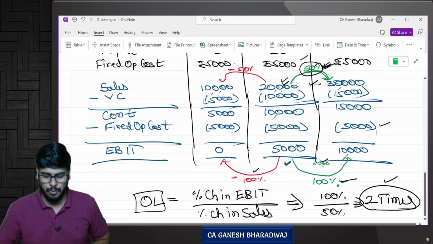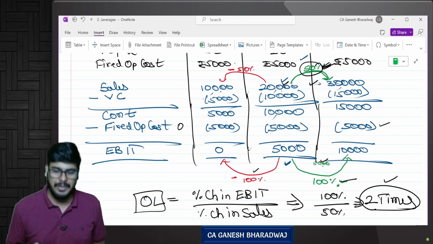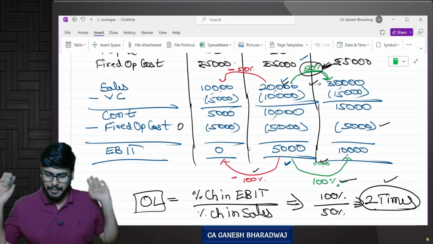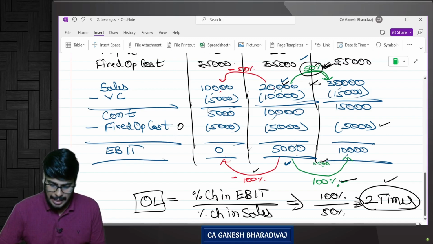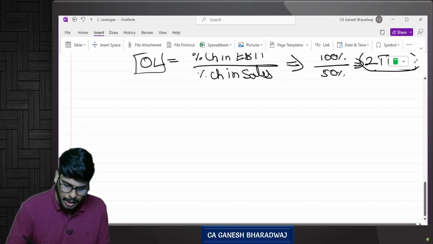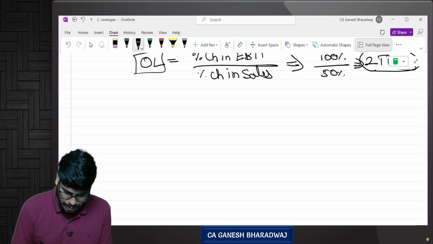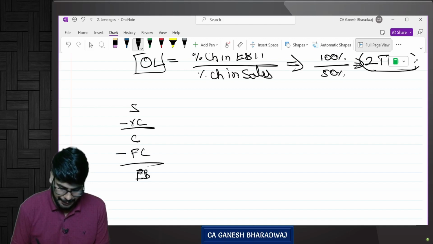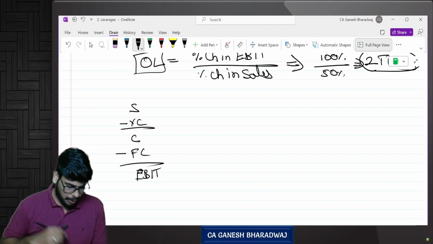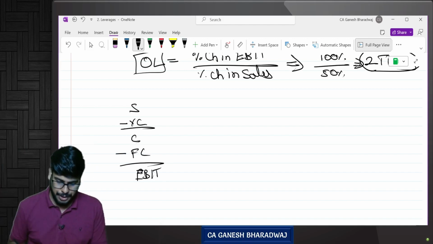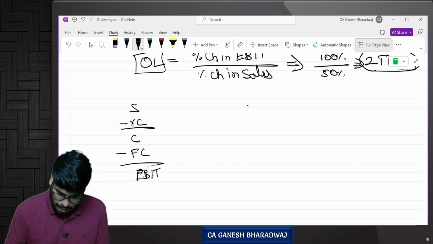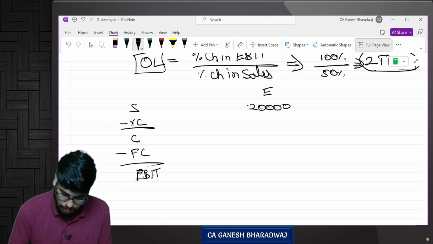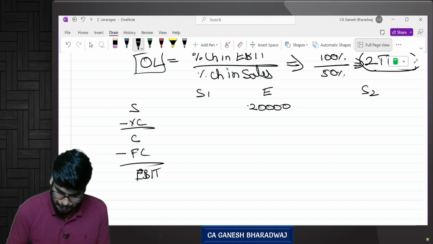Now let us assume, in the same example, that the fixed cost is 0. Are you clear with this? Now what will happen? I'm just quickly doing this. Sales minus variable cost gives you contribution, minus fixed cost is equal to EBIT. Correct? Now, the three scenarios we saw: the existing scenario, scenario 1, scenario 2.